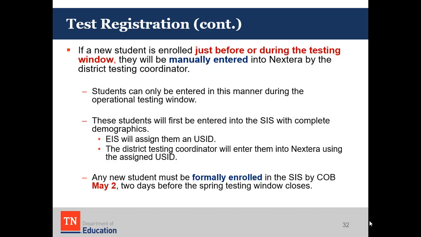If a new student enrolled just before or during the testing window, they'll be manually entered into Nextera by the district testing coordinator. Students can only be entered in this manner during the testing window, and they'll first need to be entered into the SIS with complete demographics. EIS will assign them a USID, and then the district testing coordinator will enter them into Nextera using the assigned USID. Any new student must be formally enrolled in the SIS by close of business on May 2nd, 2 days before the spring testing window closes.